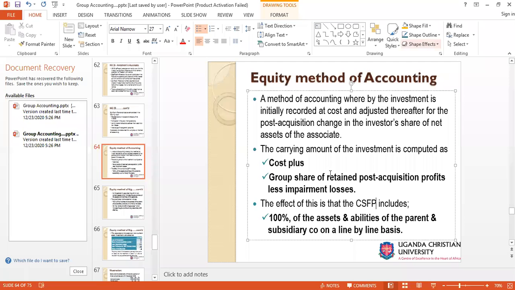Just a minute. Okay. The effect of this is that the consolidated statement of financial position includes 100% of the assets and liabilities of the parent and subsidiary company on a line-by-line basis. Remember, when we are consolidating, you add line-by-line assets and liabilities, 100% of the parent and the subsidiary.